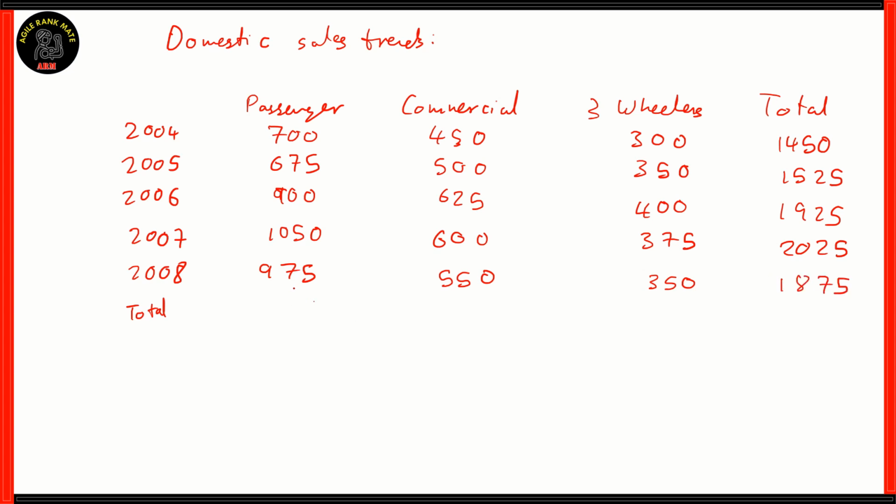Now the total number of passenger vehicles sold is 4,300. You just need to add that. So 5 gives you 10 here. So 7, 7, 14, 5.